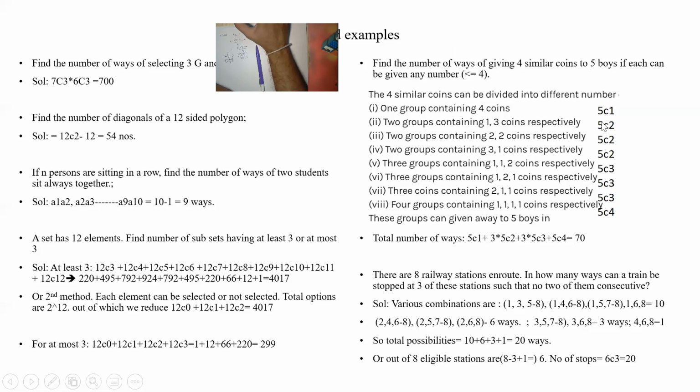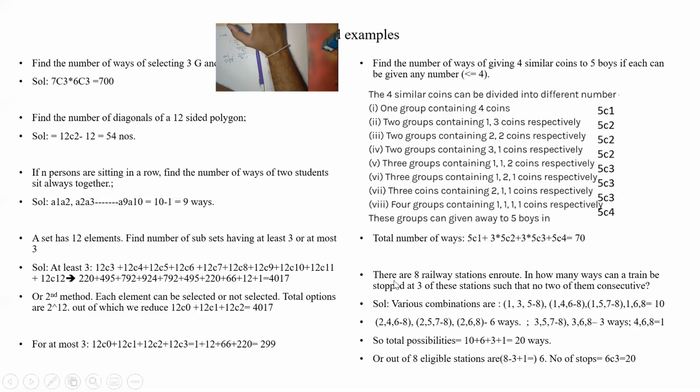Otherwise, if you simply said you select 4 coins from a group of 5 coins, it would be 5C4. But it is not that. It is actually complicated, because the boys are different. We are making different groups with 4 coins because any number can be given. So I have 1, 3 groups, 2, 2 groups, 3, 1 groups. These are 2, 2 groups. These are 3 groups.